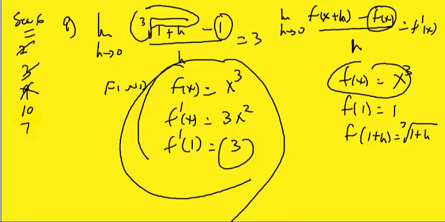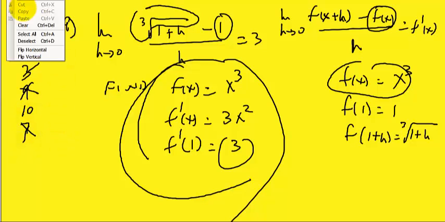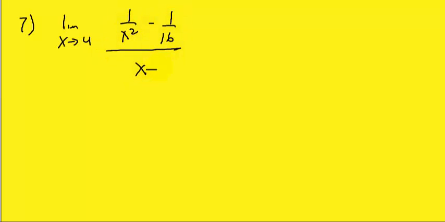I missed 7, so let me go back and finish 7. Then we get to 10. So this is 7. Same type of problem. Limit as x goes to 4 of 1 over x squared minus 1 over 16, all that over x minus 4.